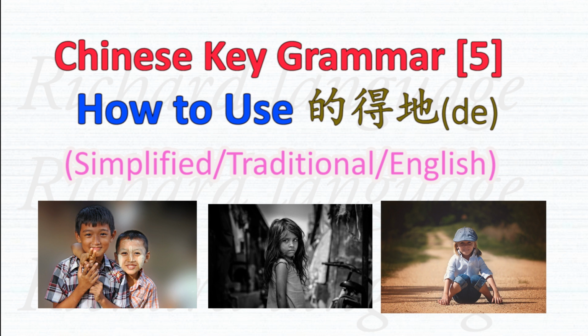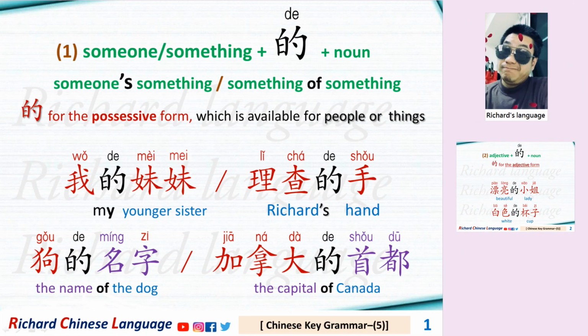Today I'm going to talk about the differences between the three 的/得/地. Actually, the pronunciation of these words is the same, but the usages are a little bit different. So let's talk about it today. First of all, let's talk about the first 的. The first usage I'm going to talk about is the possessive form, which is a marker for people or things. So you can say someone's something, or it's like something of something in English.